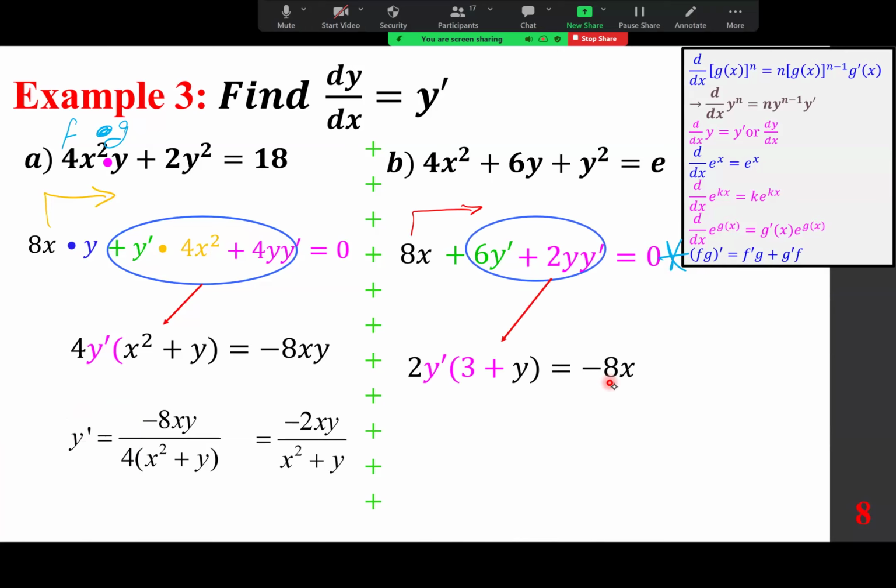We are going to divide both sides by 2 times 3 plus y. Negative 8 and 2: the 2 goes away, and this changes to minus 4. So now the numerator is minus 4x. The result is y prime is minus 4x over 3 plus y.